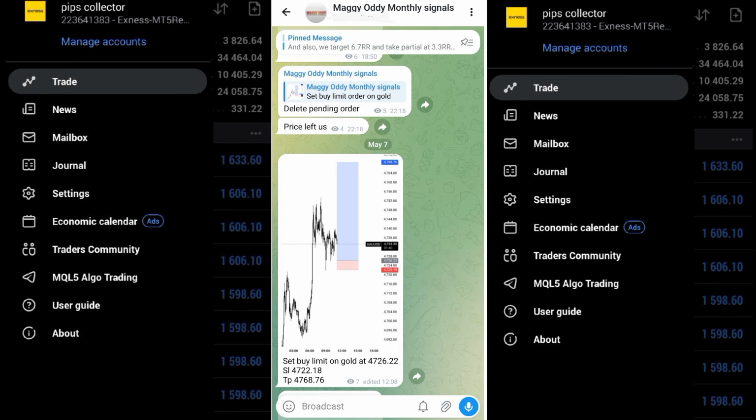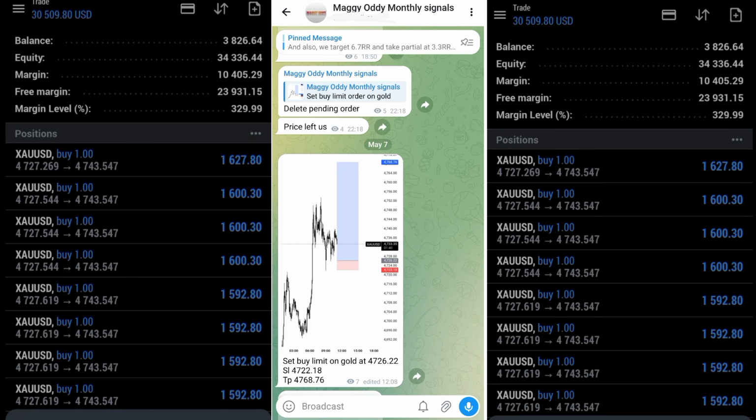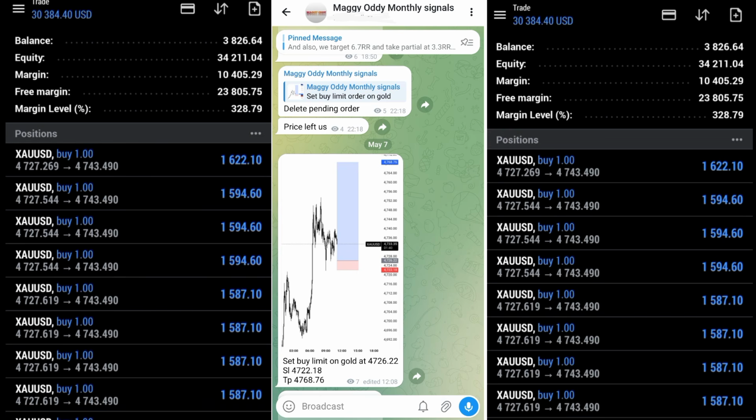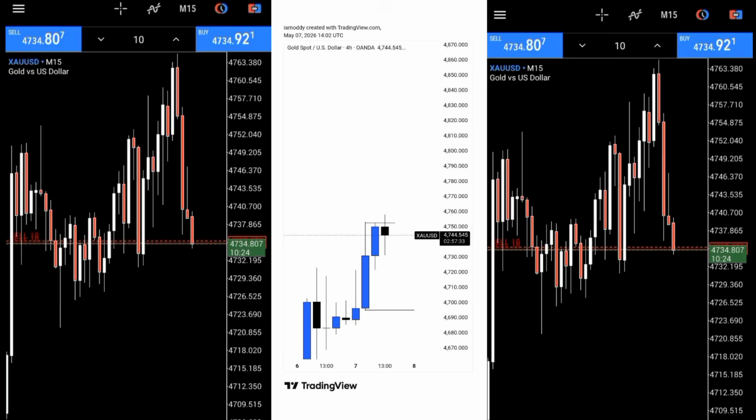I will not be waiting for the market to take out the external liquidity as usual, because I've hit my take profit, 900% I would say. But yeah, let's book this profit and move to the next, guys.